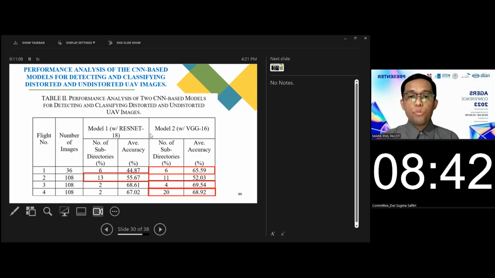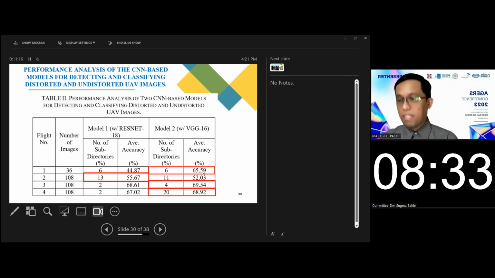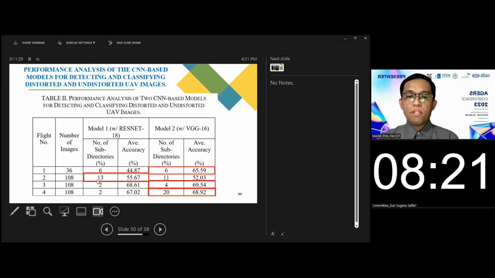Our basis for choosing the better model is that it produces a higher number of subdirectories or subgroups and higher classification accuracy. On flight 1, we choose model 2 with the VGG16 architecture. On flight 2, we choose model 1 because it has a higher number of subdirectories and higher classification accuracy. The same goes for flight 3 and flight 4.